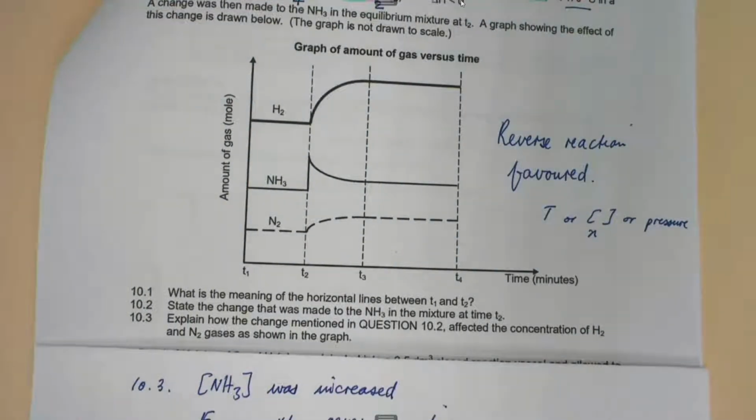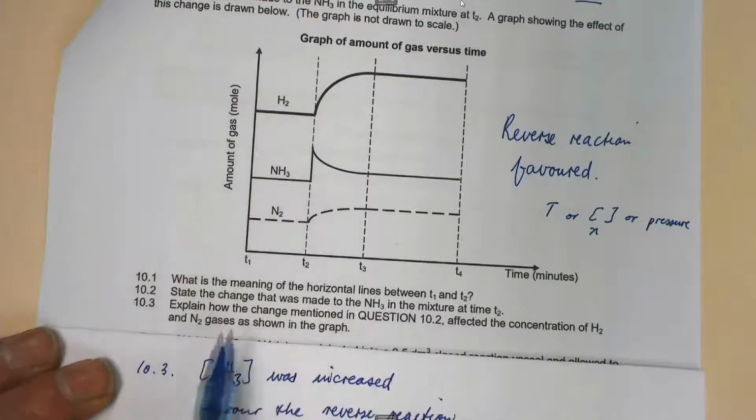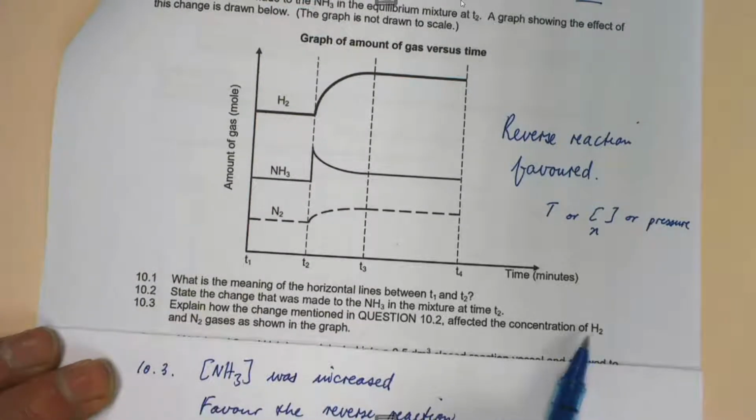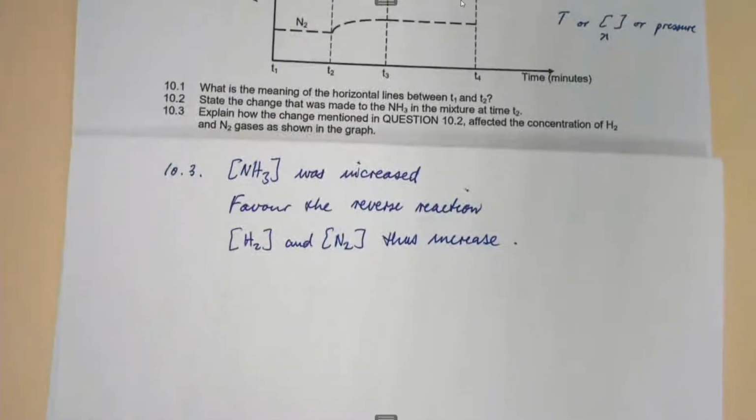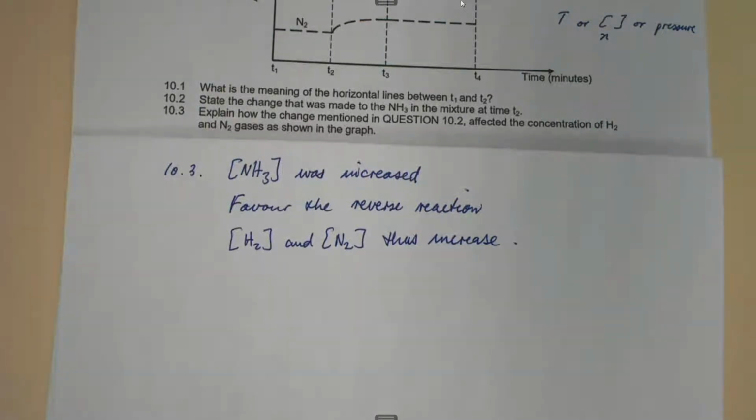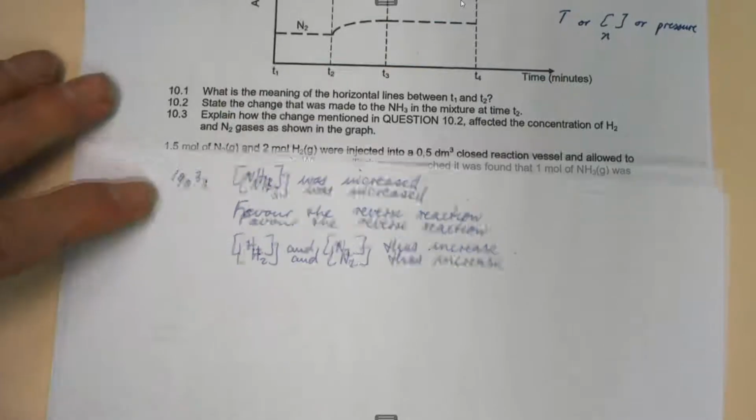Okay, so the reverse is favored, and look carefully, you have to explain what will happen to the concentration of the H2 and N2. So now I say the concentration of the H2 and the concentration of the N2 will thus increase due to that reaction being favored. All right, so that is 10.3. Refer to the disturbing factor, state what Le Chatelier will say, identify which reaction will be favored, and then make your final conclusion in terms of your question. All right, I hope that helps you a lot.